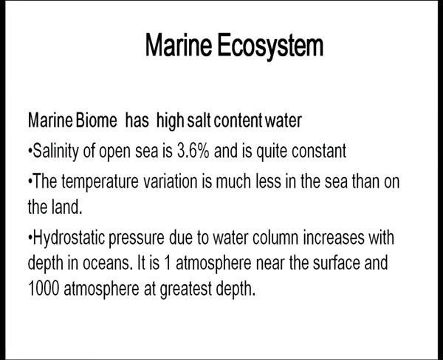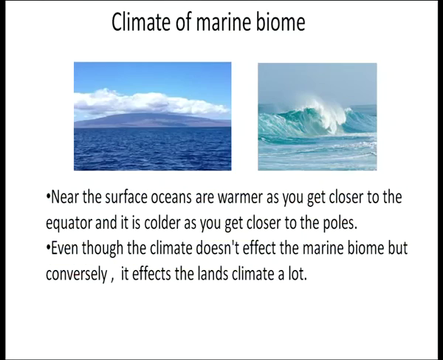The marine biome is basically differentiated on the basis of salinity, which is nearly 3.6% and is quite constant. The temperature variation is much less in the sea than on the land. The hydrostatic pressure is due to the water column and increases with the depth of the ocean. It is 1 atmosphere at the surface and about 1000 atmospheres at the greatest depth. Near the surface, oceans are warmer as you get closer to the equator, and it becomes colder as we go closer to the polar regions.